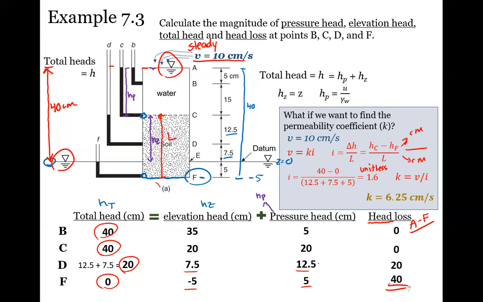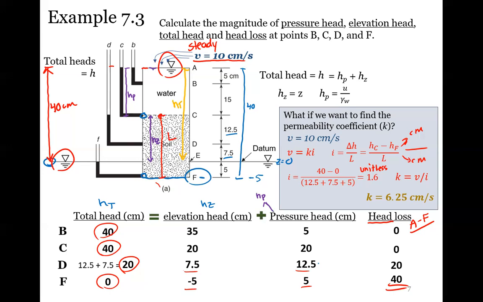Let me use a different color. So is that making sense there? So we have the total head, and then that's combined of two points. So you could technically see the pressure head just by how much the water rises up in the tube.